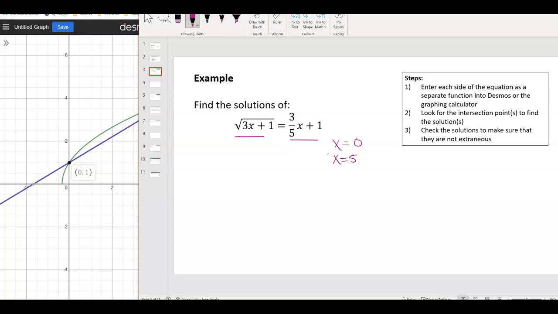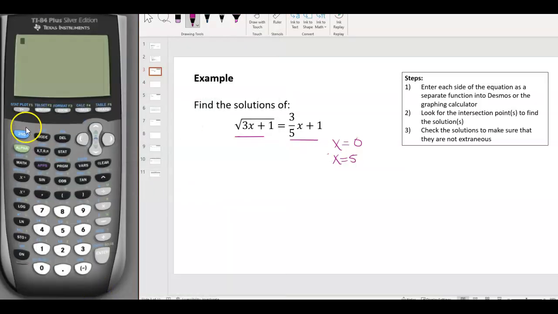I'm also going to show you how to do this on the calculator, just in case you're using the calculator instead of Desmos. You're going to click on y equals, and we're going to do second and then the squared button to get the square root, and then you do 3x plus 1, and then hit enter, and then in the next line we're going to do our 3/5 x plus 1. Okay, so then when we click second and then calculate, you can see option 5 tells us intersect. Hit enter, and then it's creating the graph.